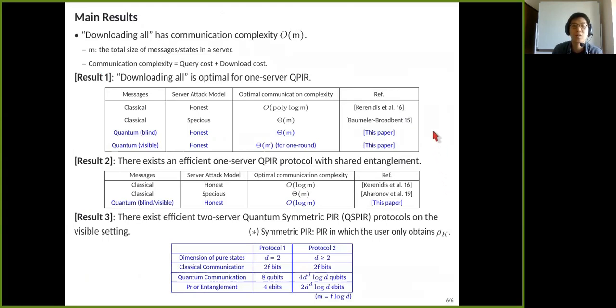Our results are these three. One is a negative result, and two are positive results. Our first result is that downloading all is optimal for one-server QPIR. Our second result is that there exists an efficient one-server QPIR protocol with shared entanglement. And the third result is that there exist efficient two-server quantum symmetric PIR protocols in the visible setting. Here, symmetric PIR means that the user only obtains the row K, but no other information about the other states. Thank you for listening.